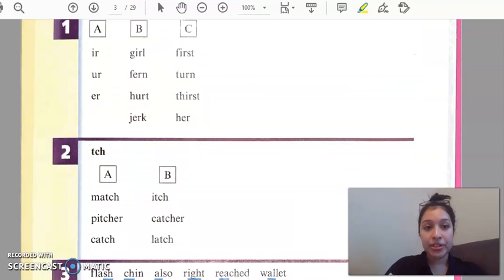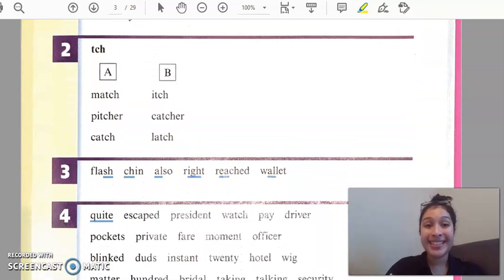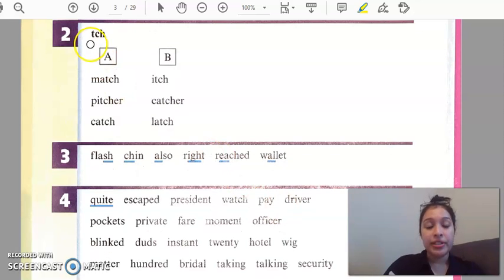Let's look at box 2. We have box A again. So let's look at this sound up here. What sound? Yes, ch. Again, what sound? Yes, ch. Go to box A and touch the first word. What word? Yes, match. Be careful with this one because it was tricky. What word? Yes, pitcher. Again, what word? Yes, pitcher.